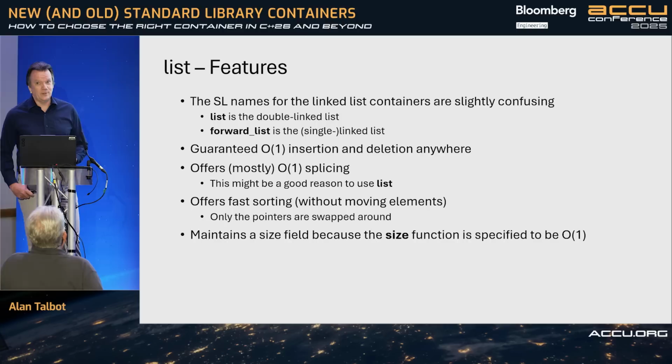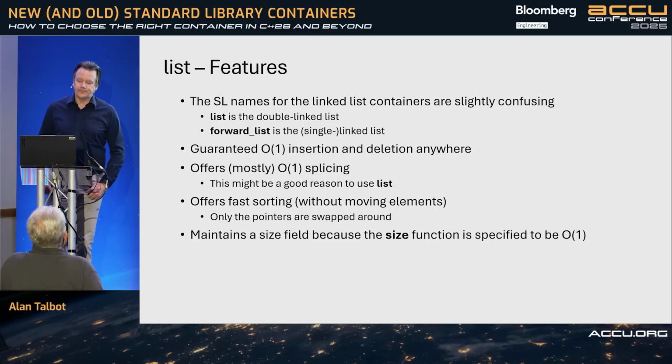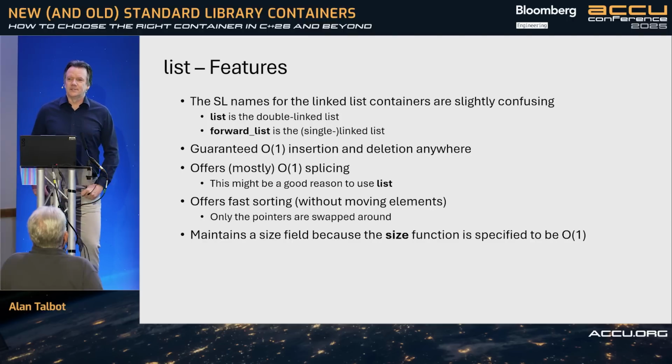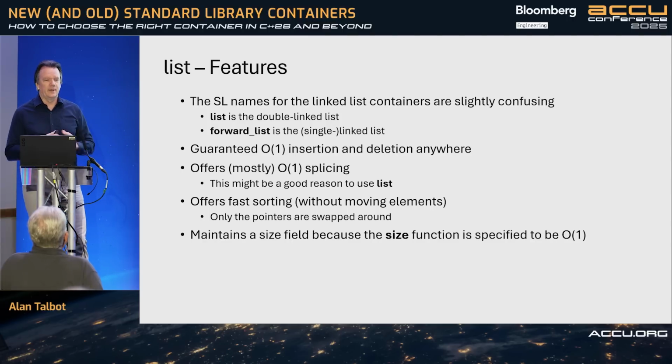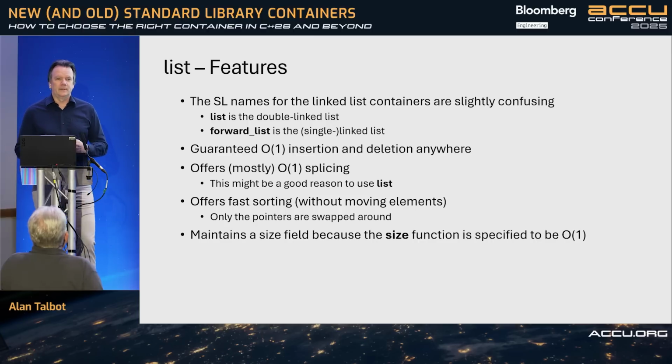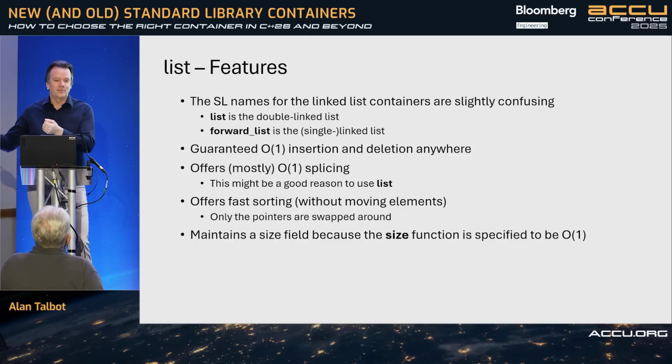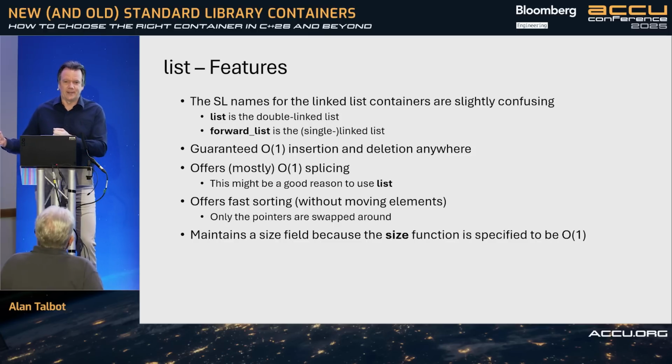Why don't you get order 1 splicing all the time? It took me a minute to remember this when I was writing this slide. Because the container has to maintain a size field, because the size function is specified for all containers in the standard library to be order 1. The only way to have order 1 size for a linked list is to maintain it. So if you splice in two pointers that point to some arbitrary chunk of list, you have to count it. That's order n. But if you're splicing in one thing, it's order 1.